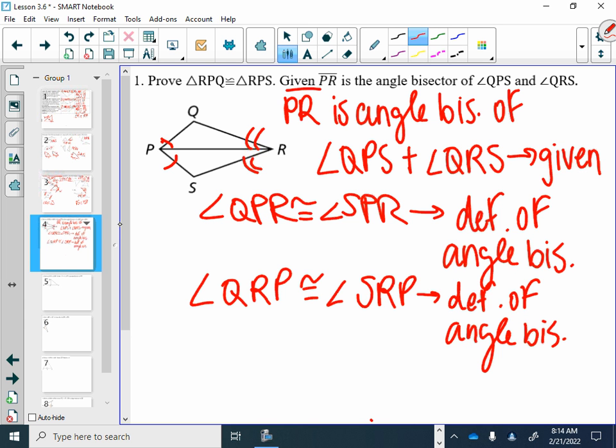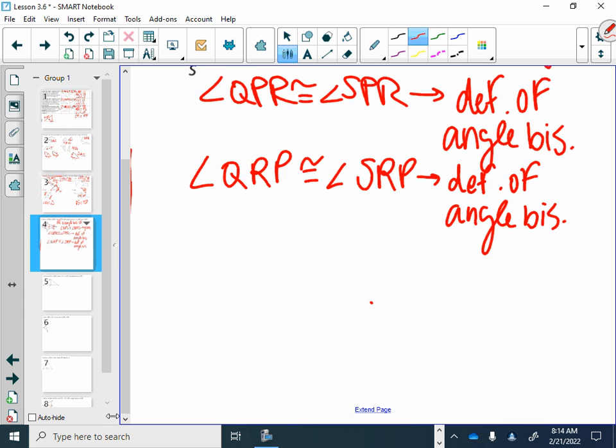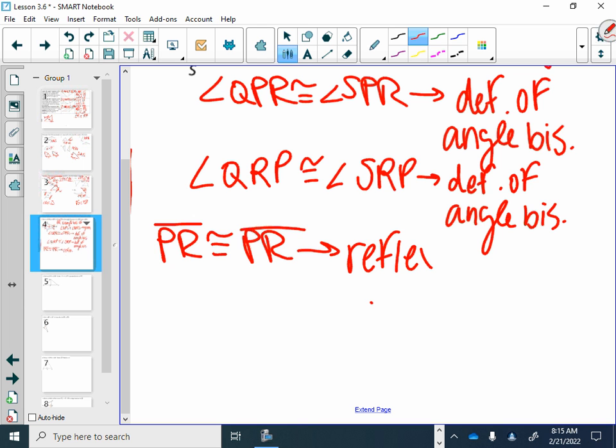PR. Look at both of these triangles. They both share PR, right? So side PR is congruent to PR, and what's my reason? Reflexive property, very good. Anytime something's congruent to itself, reflexive property.